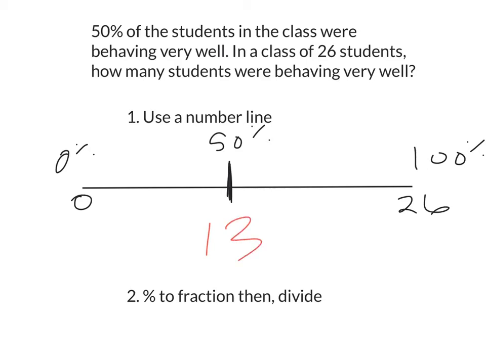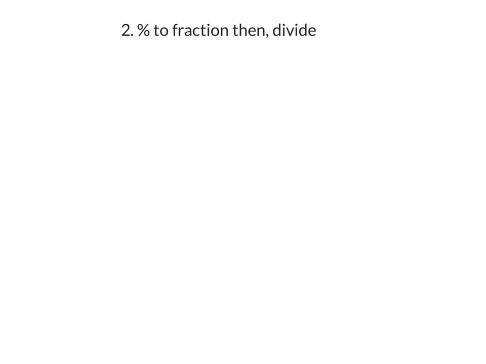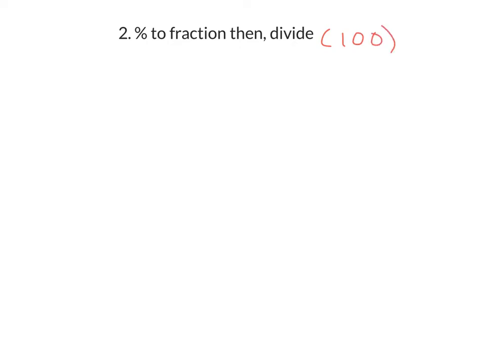All right, let's get over to the second strategy over here. Let me move this up and let's start fresh with the second strategy. We're turning that from a percent to a fraction, and then we're going to divide, and it's usually going to be dividing by 100. So let's even put that here. We're going to divide usually by 100. That's almost all the time. What was the percentage that we were just talking about? If you remember, it was 50%. So that's the percentage that we're talking about.